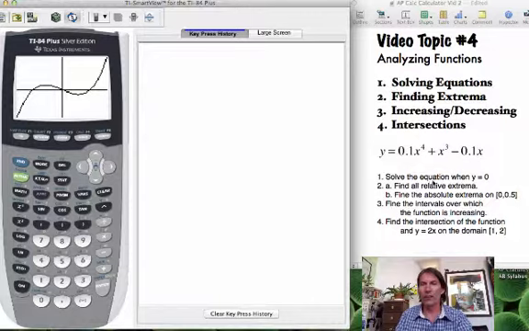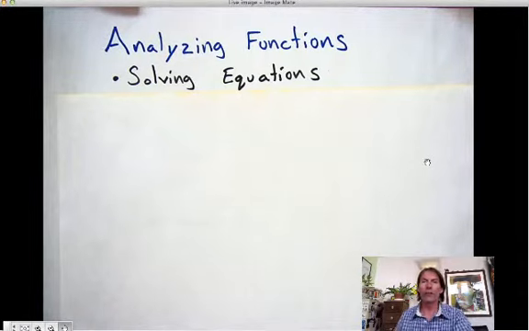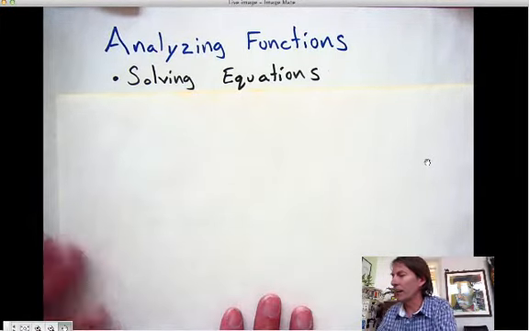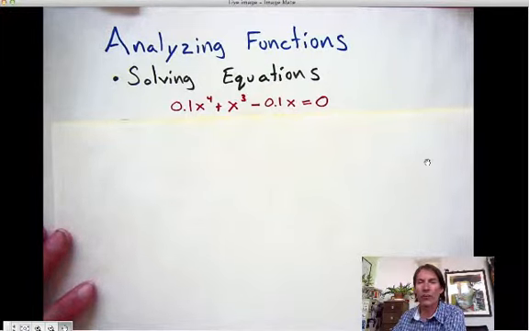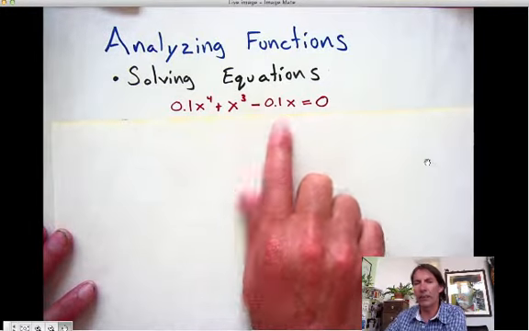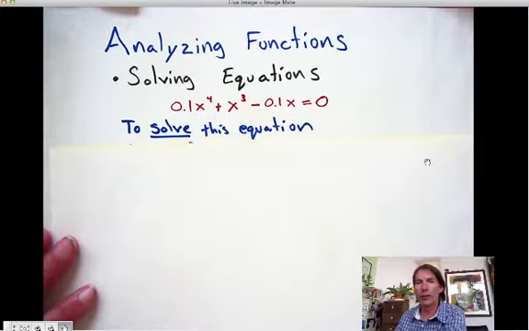We're going to solve the equation when y equals 0. So let's look at what that means. What does it mean to solve equations? So here I have analyzing functions. So we have solving equations. Here is our equation that we're going to solve. And we did this one before. We entered this into our calculator before, but you may want to do that.